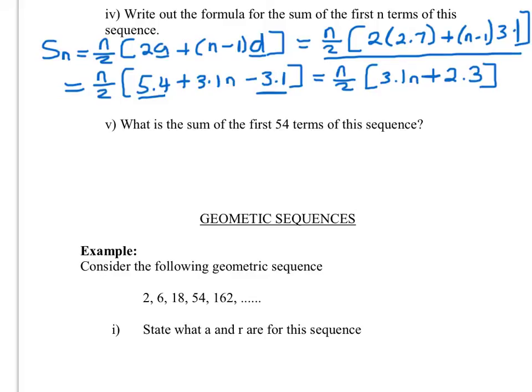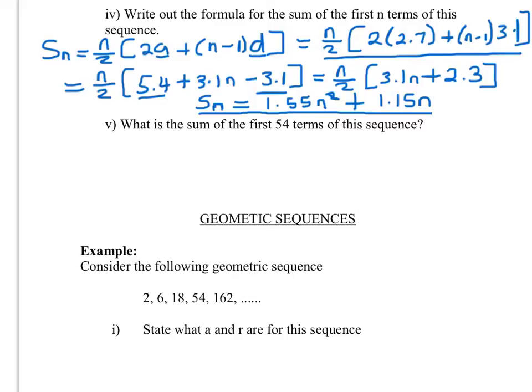Now we can proceed one step further by multiplying the bracket by n divided by 2. So n multiplied by 3.1n will give me 3.1n squared, and then divided by 2 we get 1.55n squared, plus n multiplied by 2.3 is 2.3n, and then divided by 2 we'll get 1.15n. So using algebra, that is the simplest form that I can bring it down to.